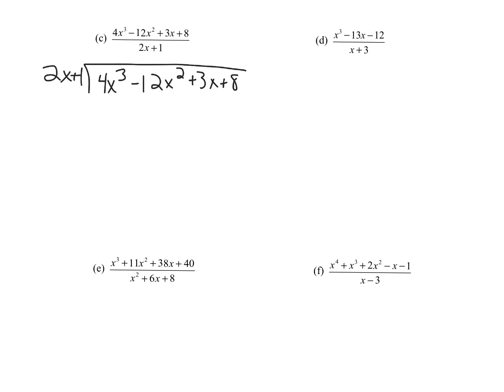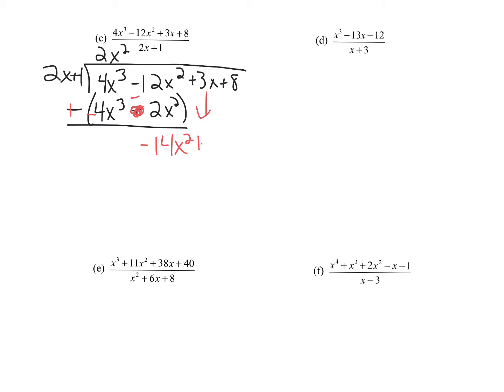So 2x goes into 4x cubed, 2x squared times. And then we multiply out. And then subtract. So negative 12 minus 2x squared is negative 14x squared. We bring down the next term, which is the 3x. 2x goes into negative 14x squared, negative 7x times. So we get negative 14x squared minus 7x when we multiply, and then we subtract.